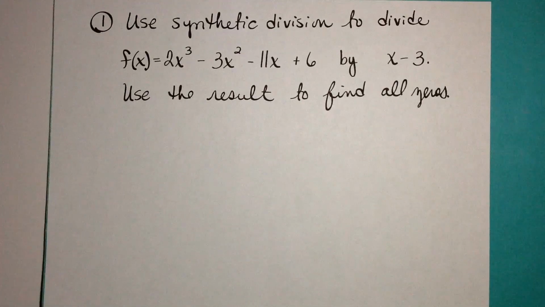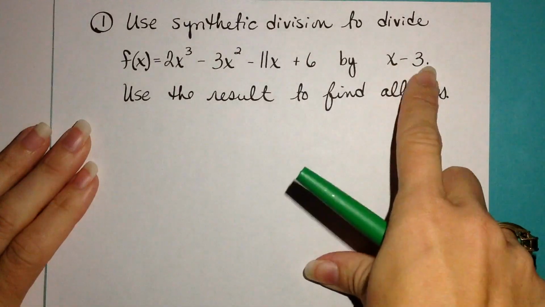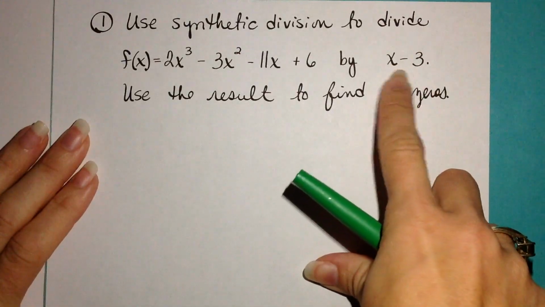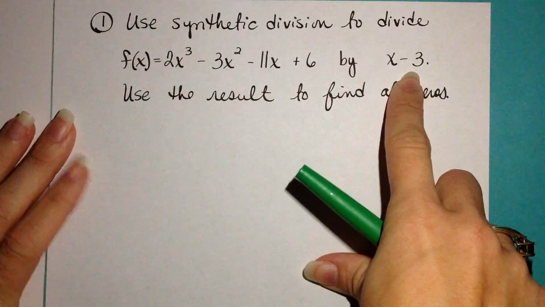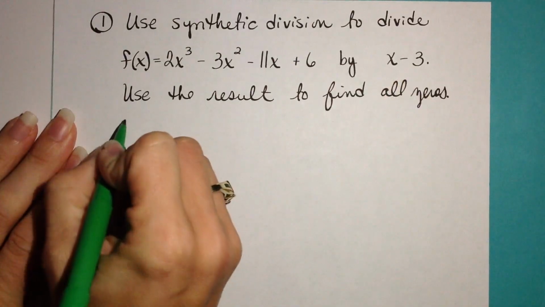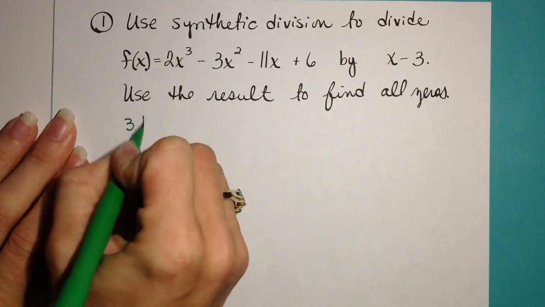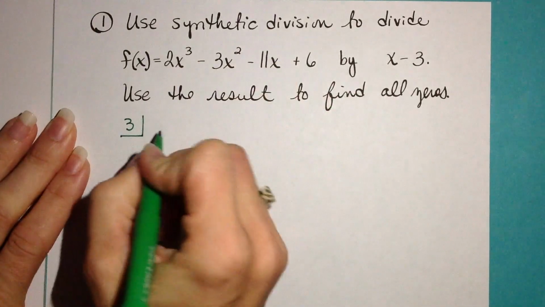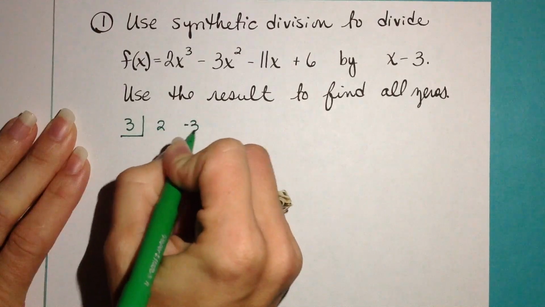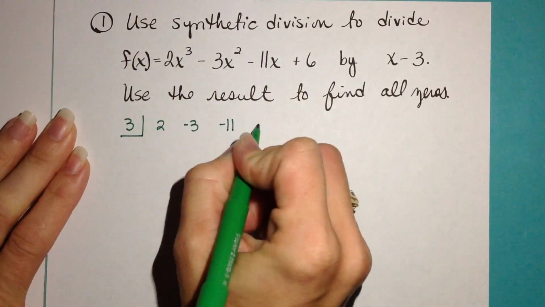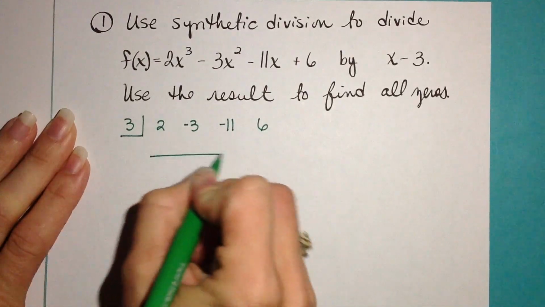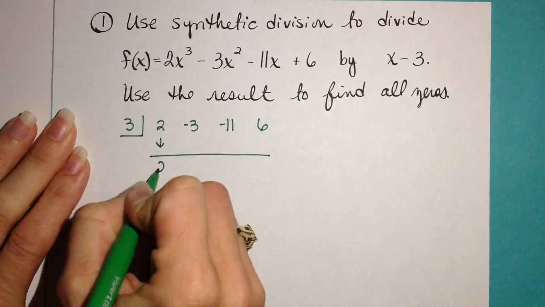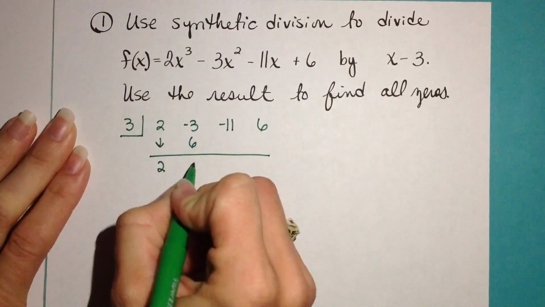Okay, so to get started, of course, this is what I mentioned a while ago. Since it's given to me as a binomial, I've got to change the sign of this. So when I set it up, I'm going to have positive 3 in the front. And then from my polynomial, I've got all my terms this time: 2, negative 3, negative 11, positive 6.